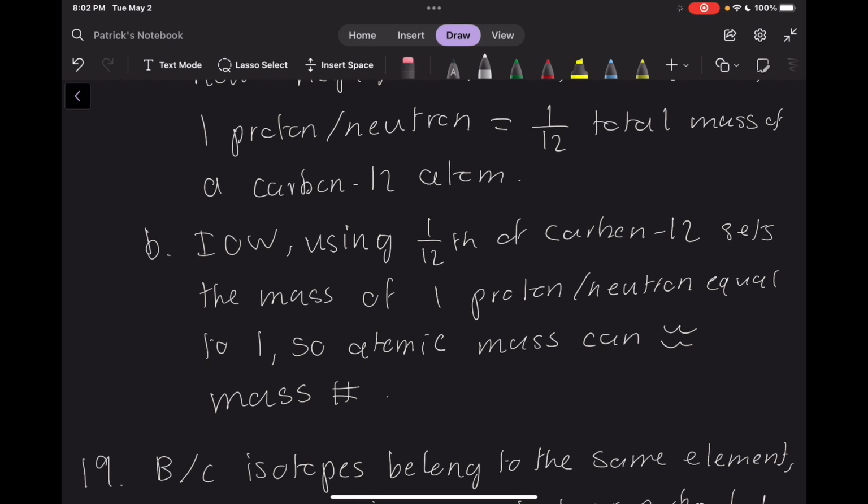By defining a dalton the way we do, we allow the mass of 1 proton or neutron to equal 1. This is what makes the atomic mass roughly equal to the mass number, which goes a long way in making our lives easier.